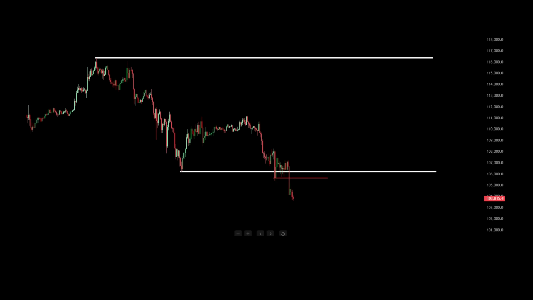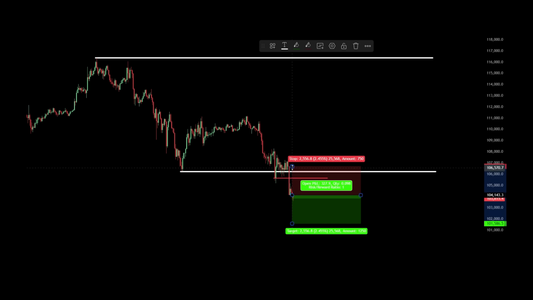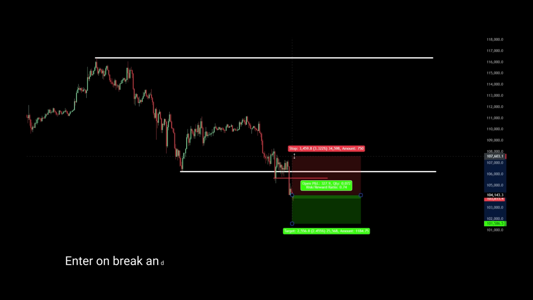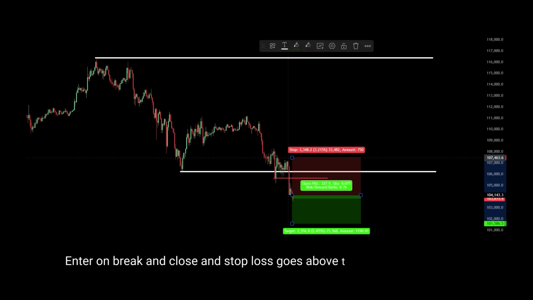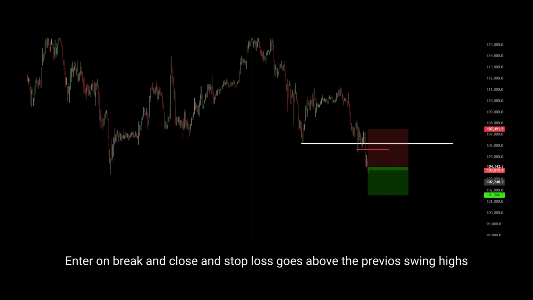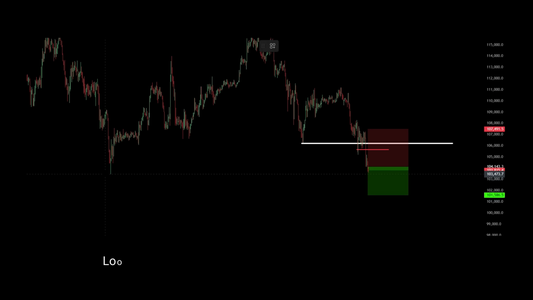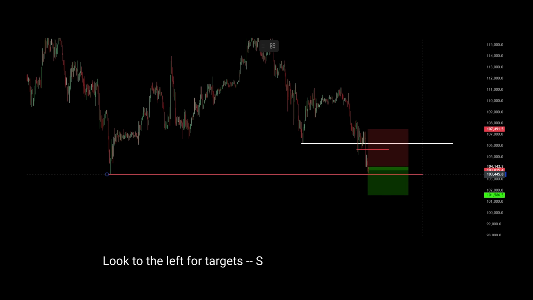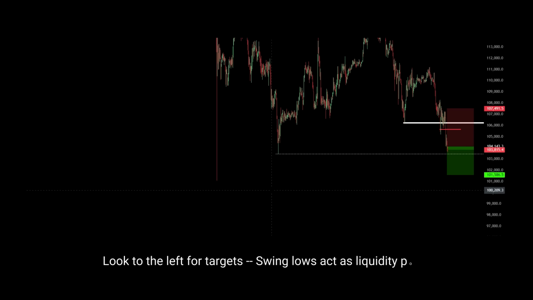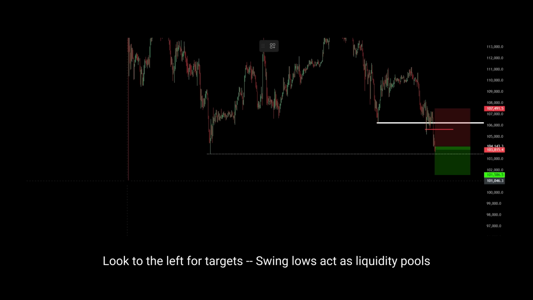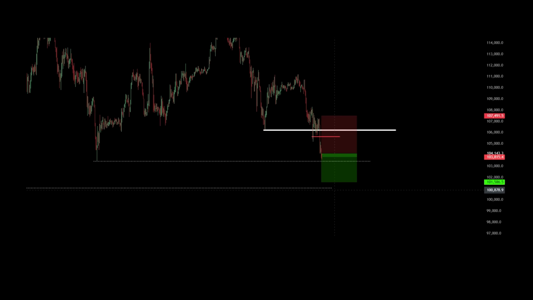So how we enter this trade, we enter our short position on the break and closure of that candle. Stop loss goes above the swing highs, this area over here. And then looking for targets, we move over to the left and we grab the lowest low as our liquidity area. That becomes one target. If we go further to the left, here we go. This is a nice low over here. This becomes a second target.